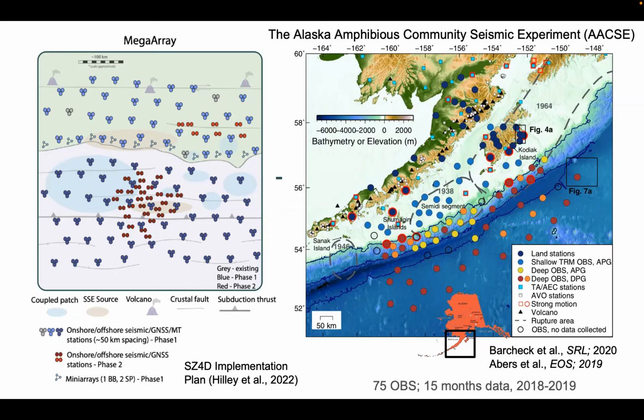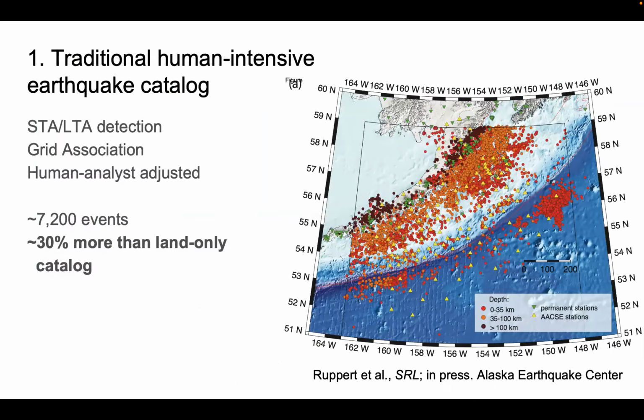And the station spacing is really pretty similar to what is notionally described for phase 1 of mega array. And it's a scientifically interesting place where we cross some pretty amazing variability in megathrust properties. And so I'm going to show you what it looks like when we try and get microseismicity out of this really pretty awesome seismic network offshore Alaska.